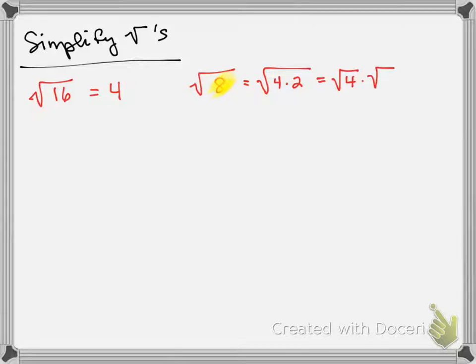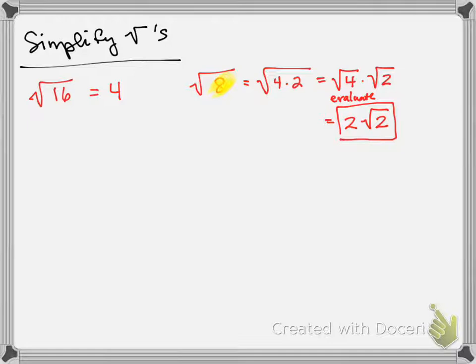So we can break that apart into square root of 4 times square root of 2. We can evaluate the square root of 4, which is exactly 2, and that gets multiplied by the square root of 2. So square root of 8 is equivalent to 2 times the square root of 2. It's just in simplified radical form. All right, here's another one.